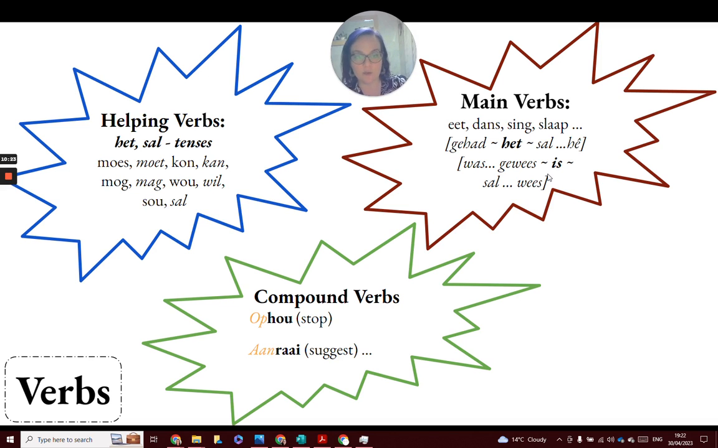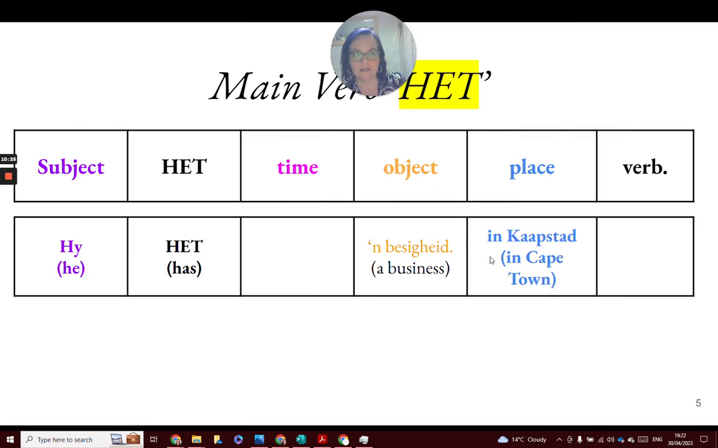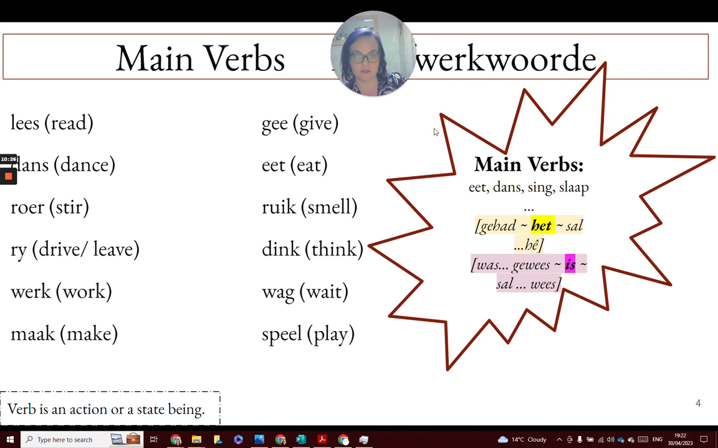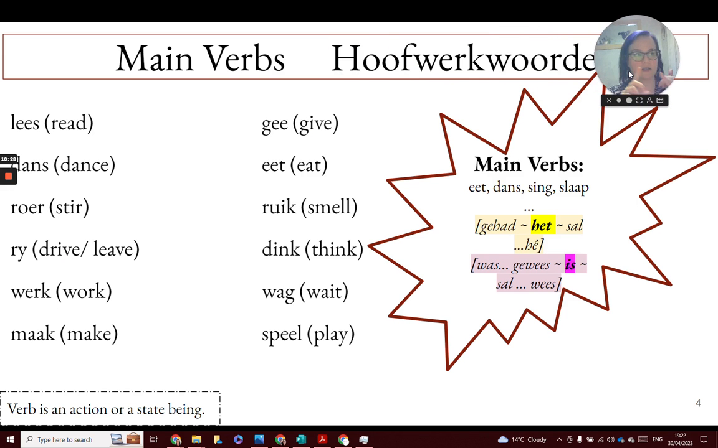Send me a sentence. What sentence can you make? And I'm going to go back to this list of main verbs. If you're not sure about an object or a place, just use the pronoun, a subject and a main verb. You can do it.